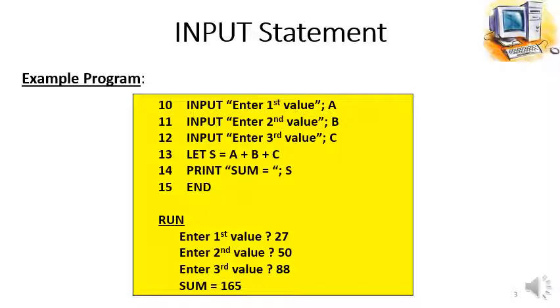When we run this program, the output is given below, that the first value for example is 27, and the second value for example 50, and the third one is 88, and these values are added up, and at the end with the help of the print statement we are displaying the sum of these three values, which is 165. So at the end I will be demonstrating this program practically in the IDE, that is QB64. So don't forget to watch that video.